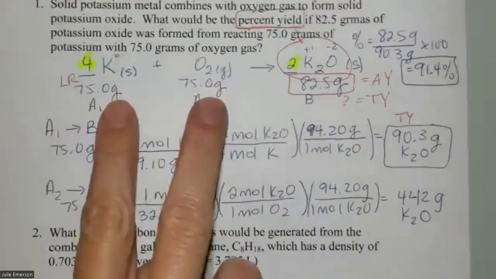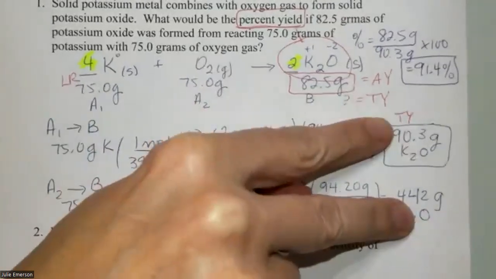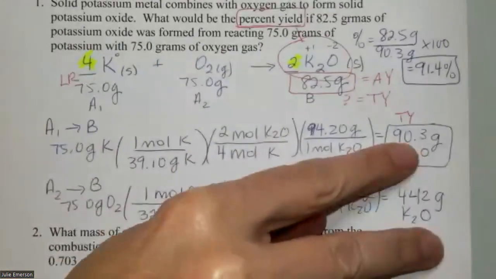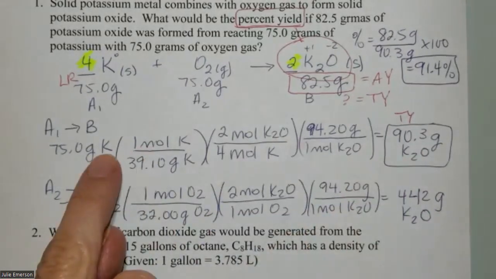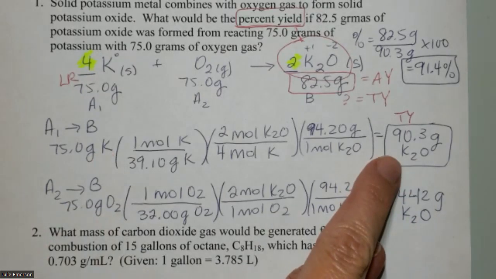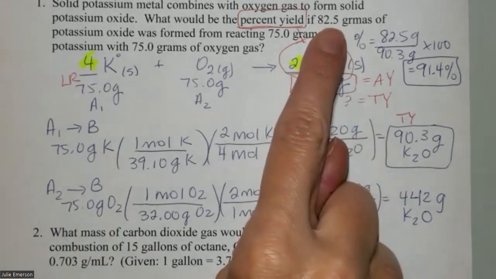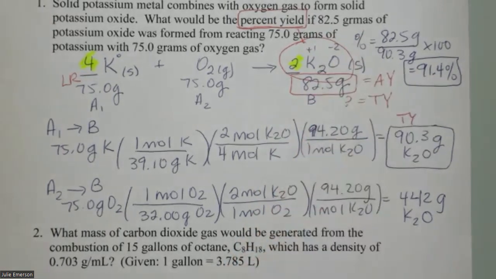So starting with the other two reactants, convert them both to that product, figure out theoretically how much you could make, circle the smaller, because that means that that reactant was the limiting reactant. That is your theoretical yield. In theory, that's what we should have gotten. But now let's compare it to what we actually got. So actual over theoretical times 100.